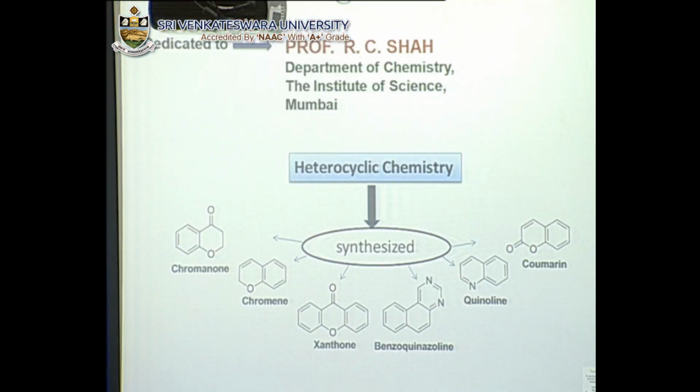So the lecture is a tribute to Professor Shah, who served the Department of Chemistry, Institute of Science, Mumbai, and made significant contributions to heterocyclic chemistry by synthesizing various types of nuclei.